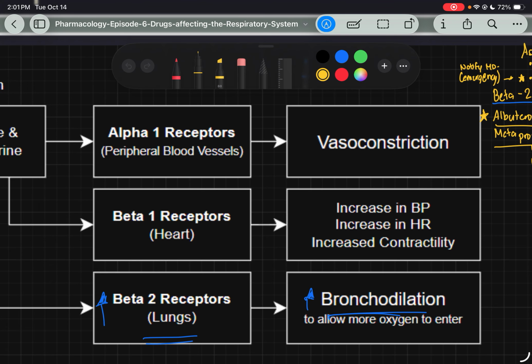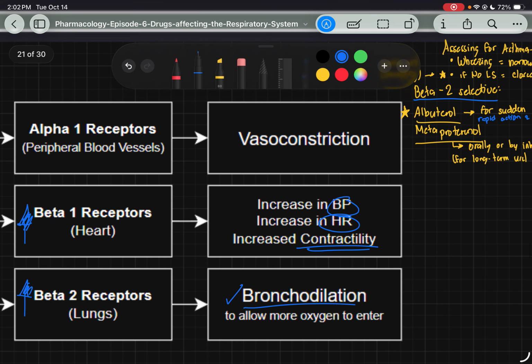What do I mean by potential side effects? Now, our isoproterenol activates both beta 1 and beta 2, so we have bronchodilation. Very good. However, our isoproterenol will also increase the BP, the heart rate, and contractility. So these are our side effects: increased heart rate and BP.